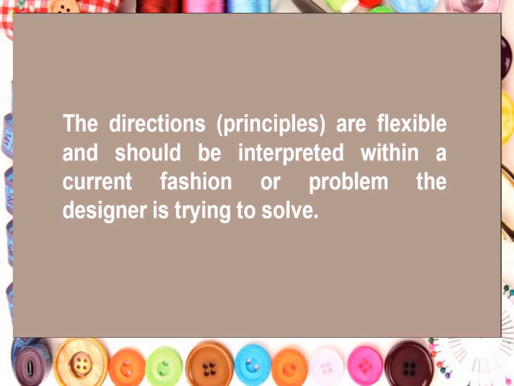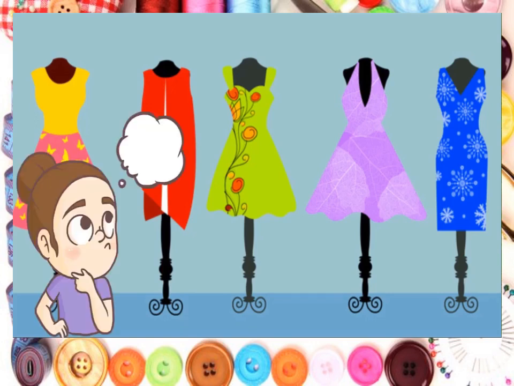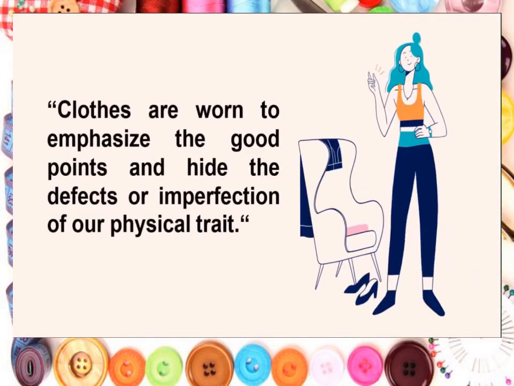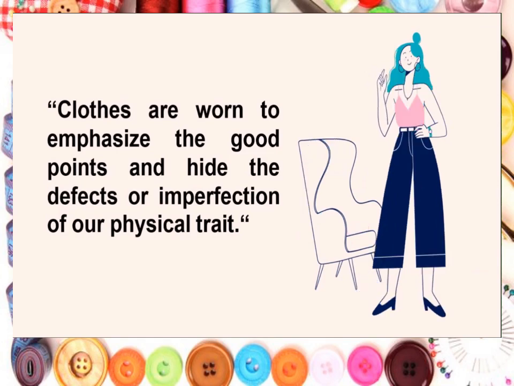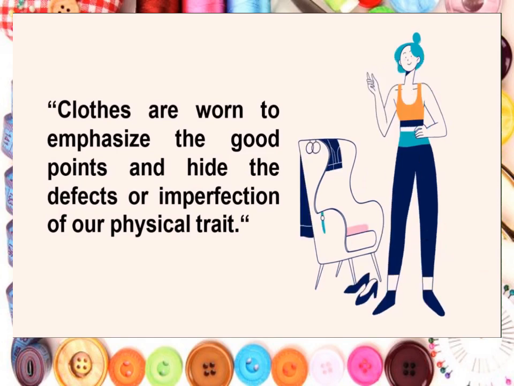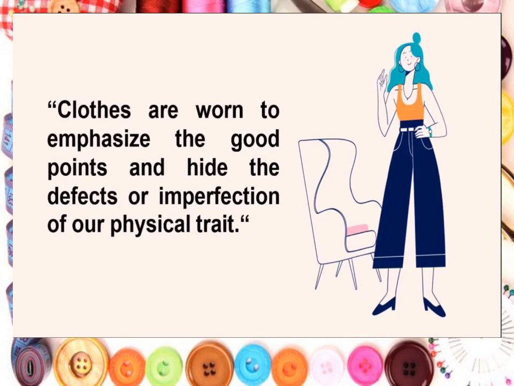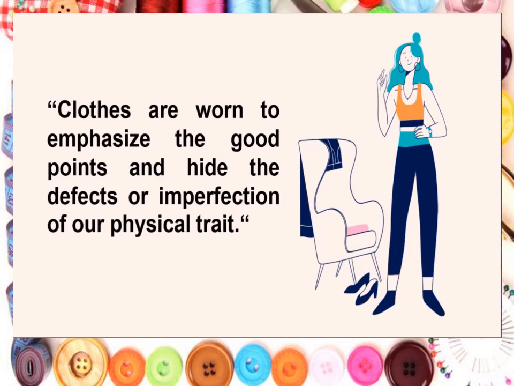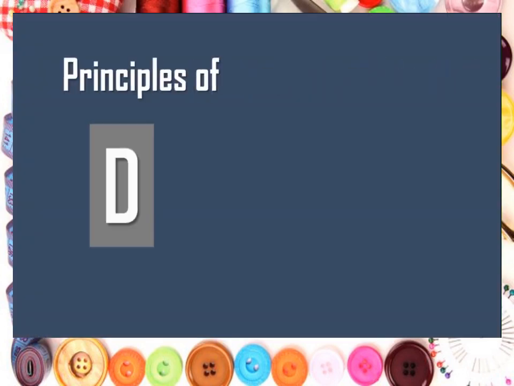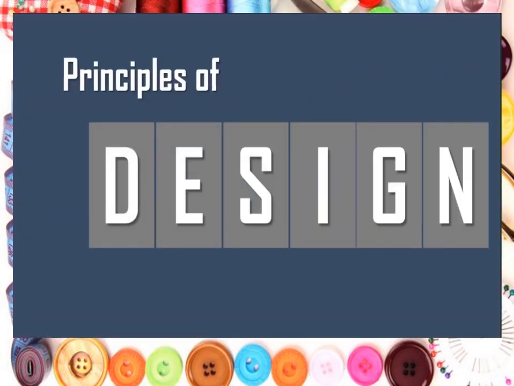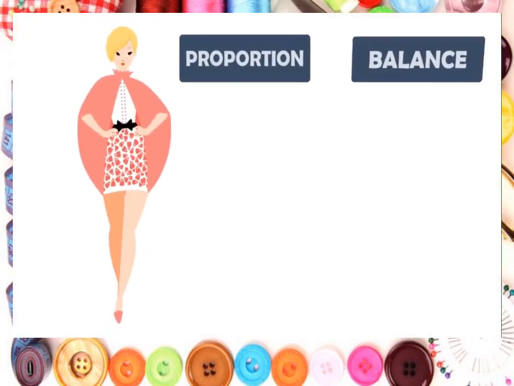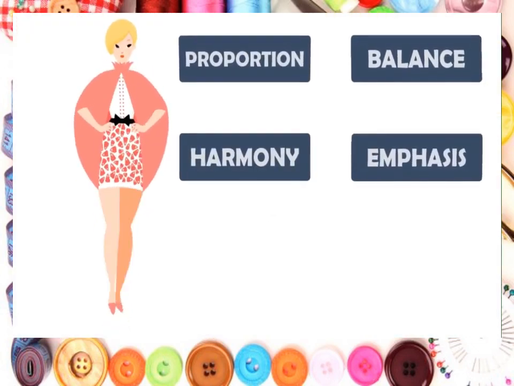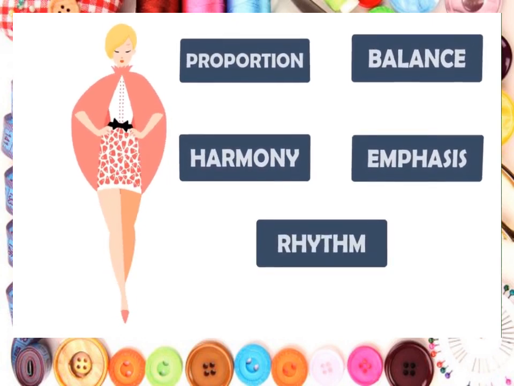For example, the directions would apply differently for a design of a costume than for a design of a current fashion garment. As we know, clothes are worn to emphasize the good points and hide the defects and imperfections of our physical trait. But how can we apply principles and elements of design here? Well, let's find out. In principles of design, we need to consider that good outfits should have proportion, balance, harmony, emphasis, and rhythm to express art principles.